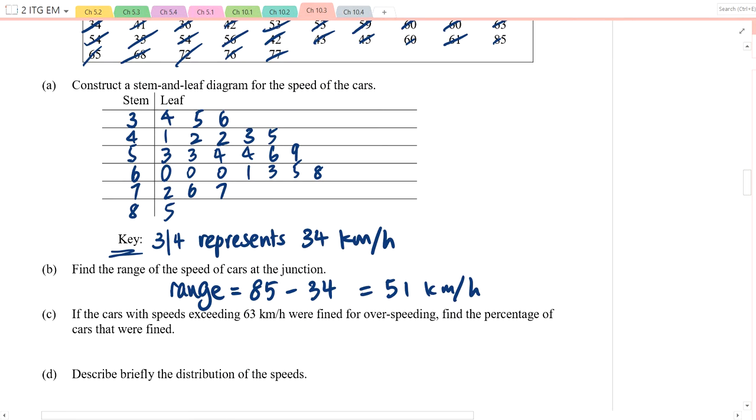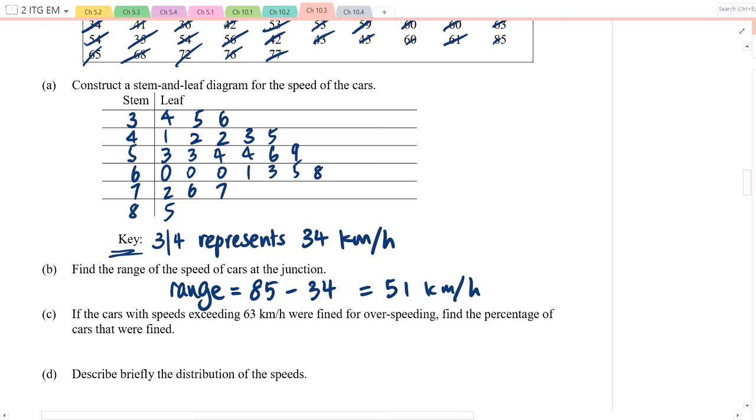Okay, now part C requires some understanding and some thinking. If you exceed 63 kilometers per hour, you are fined for over speeding. Exceed, you must know what exceed means. So, if I travel at 62, am I speeding? 64, am I speeding? Yes. 63, am I speeding? No. Okay, 63 is not speeding because they exceed. More than 63 is over speeding. So 63 is not counted.